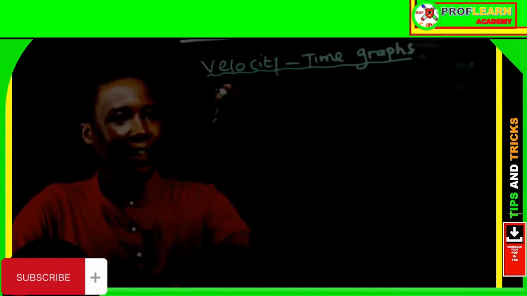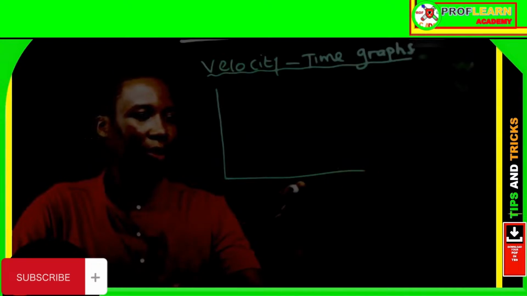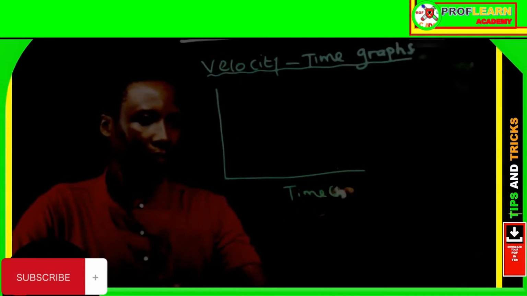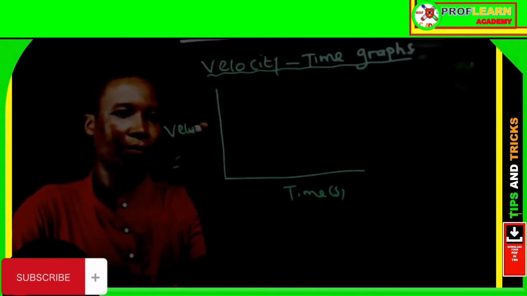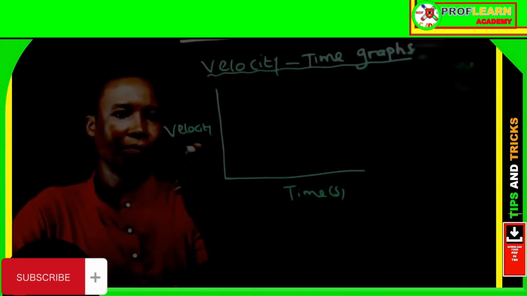So let us talk about velocity time graphs. What are velocity time graphs? What do they really mean? Velocity time graphs are graphs where velocity is plotted on the y-axis and time is on the x-axis. We have velocity, and this is going to be in meters per second.